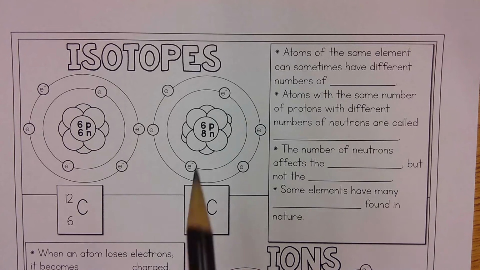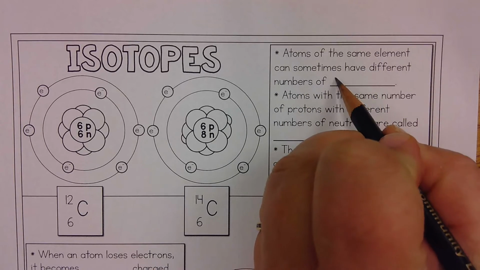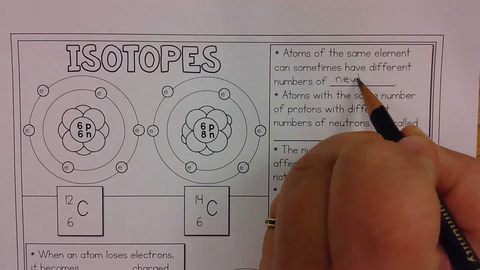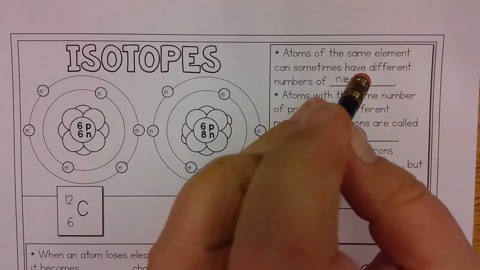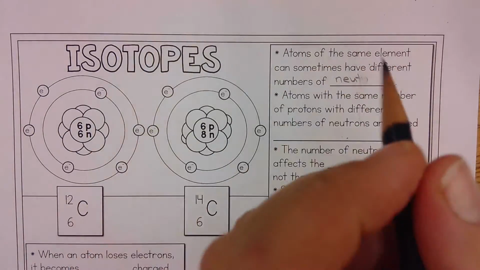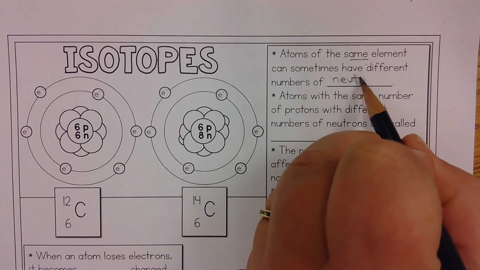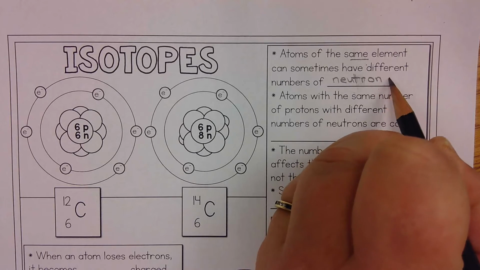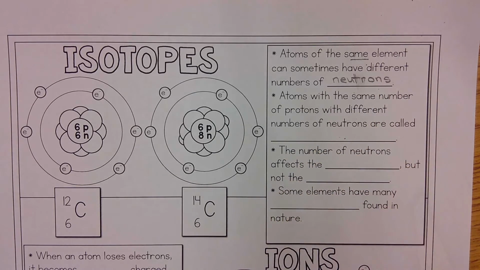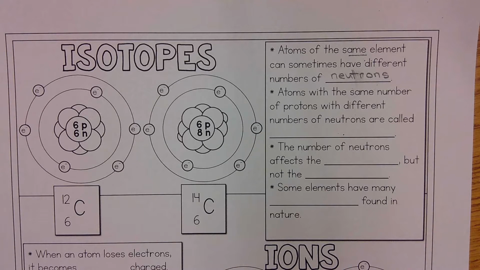So, isotopes. Basically, atoms of the same element can sometimes have different numbers of neutrons. Remember, they will never have different numbers of protons. If there's a different number of protons, it's a totally different element. But atoms of the same element can have different numbers of neutrons. It's just the way it is, like some people have blonde hair, some people have brown hair. There are a different number of neutrons.